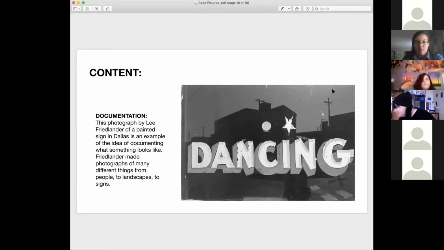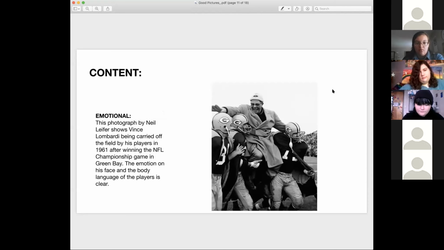So here, we've got documentary photography. Here's an image just stating a fact. It's a sign that's in a window that Lee Friedlander did in Dallas, documenting what something looks like. That's basically it. Then we've got an emotional photograph.